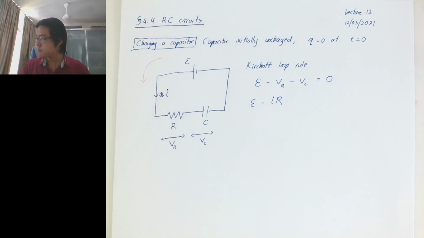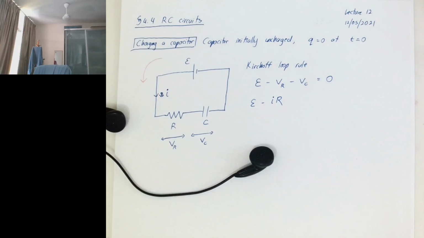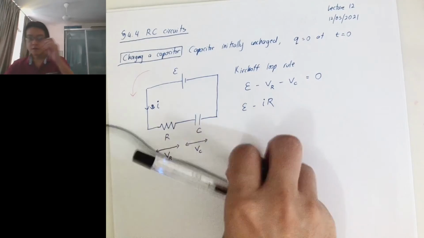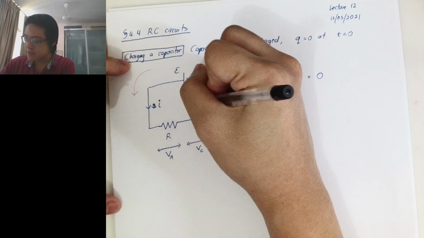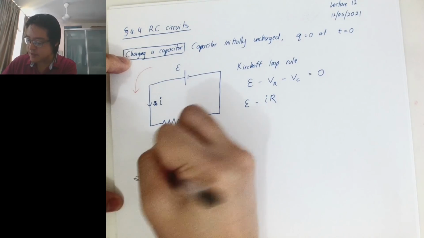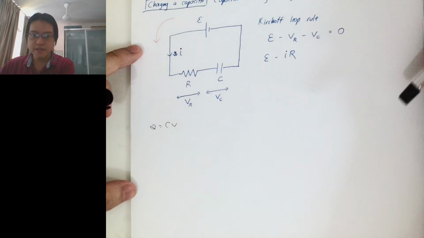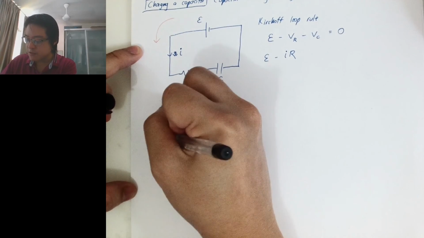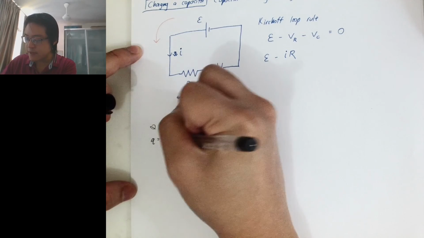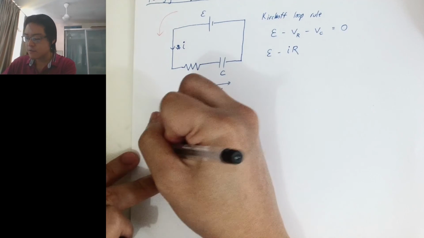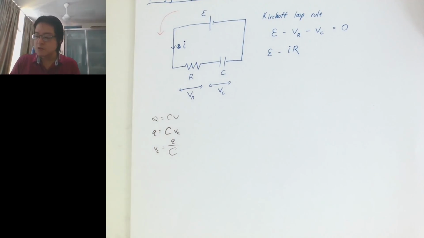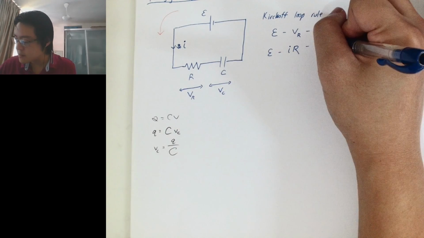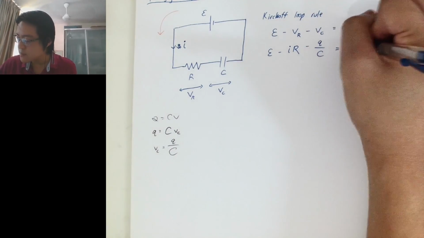So if you remember your potential difference for a capacitor, right, we have Q is equal to CV. So at the moment when the charge is Q, the capacitance is C, and then the VC is given by this. So VC is just the charge at that moment divided by the capacitance. So we have E minus iR minus Q over C is equal to 0.